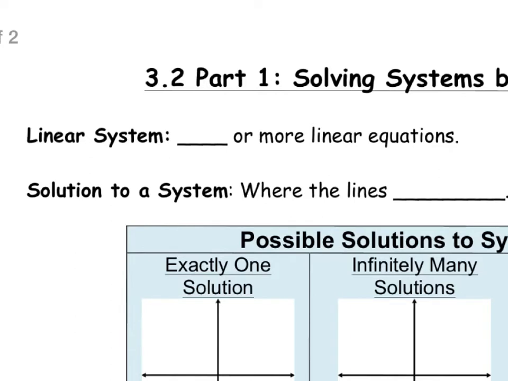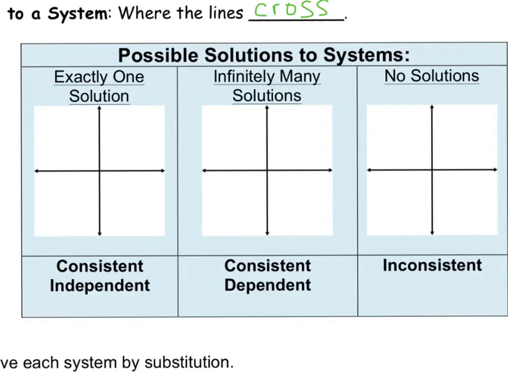Remember, a linear system is two or more linear equations. The solution is where the lines cross, if at all. Here are the three possibilities for your answers. Maybe you have two lines that cross one time. That's called consistent and independent.